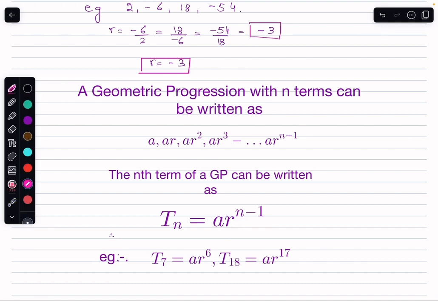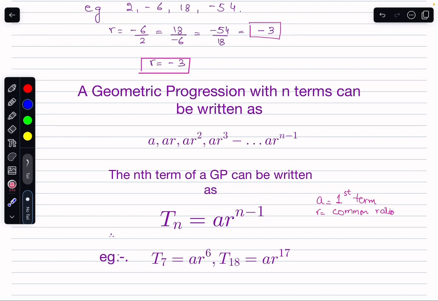So if I write these values, a is the first term, r is the common ratio, and n is the nth value here. So Tn shall be equal to ar to the power n minus 1.